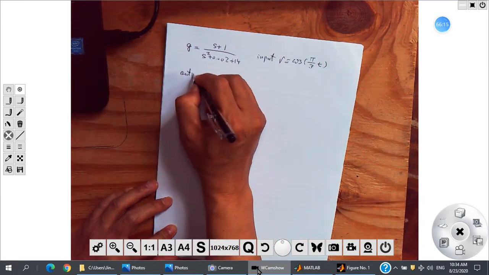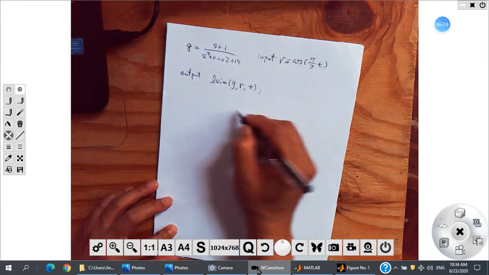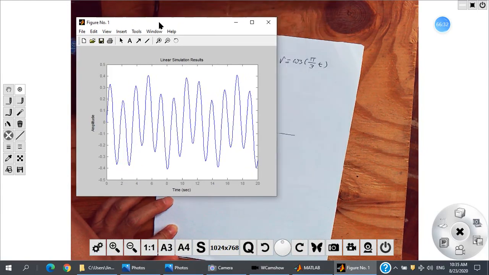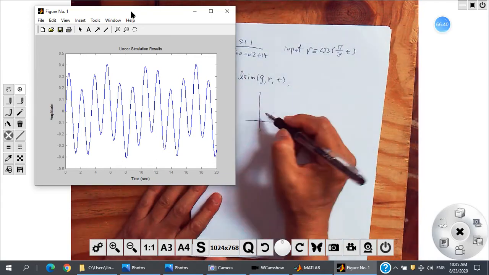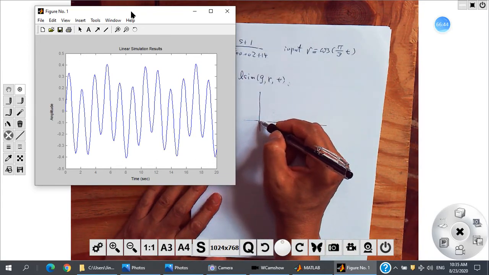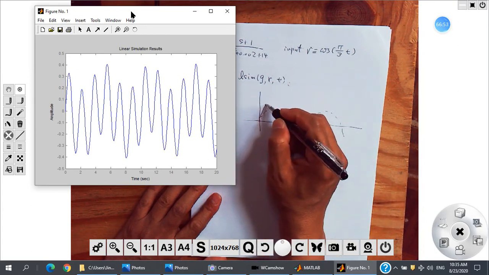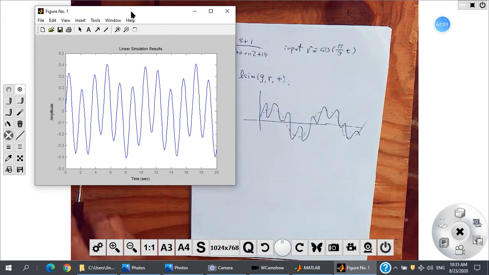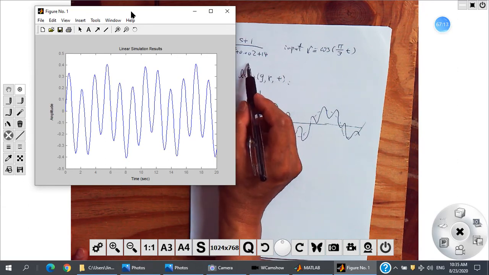And the output: I use lsim, linear simulation of G with input R and T. It looks like this one. And I can put these two together. Okay, so it's zero, up and down. So you can see, it looks like this, and the curve is, you got it? Things look like this. So this is a combination of two sinusoids. One is coming from the input, one is coming from the impulse response, the system itself. So it looks like this.